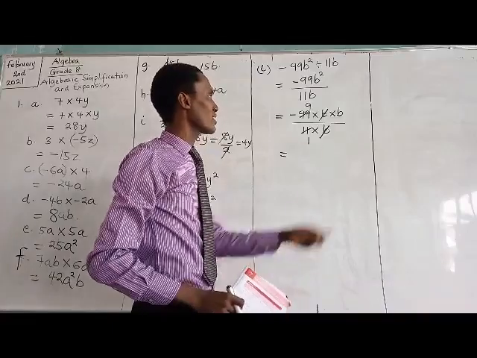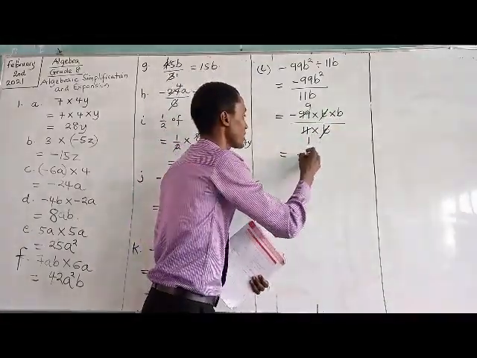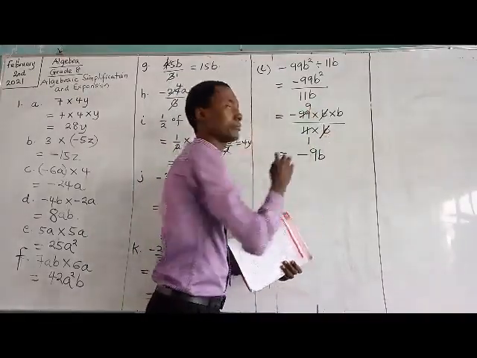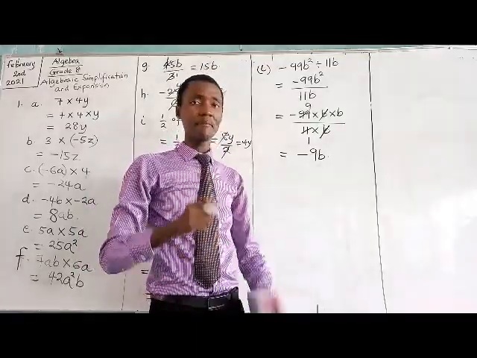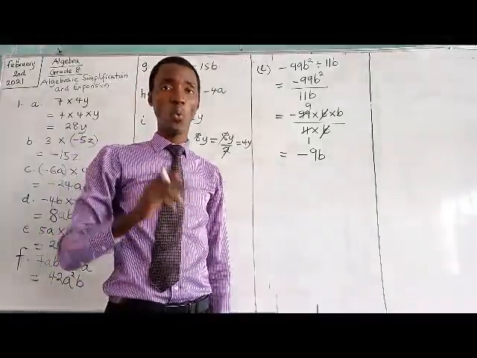Now, look at this. This is negative multiplying a positive. So the answer will be what? Negative 9b. And the answer becomes negative 9b. And that will close out our problems for question 1.